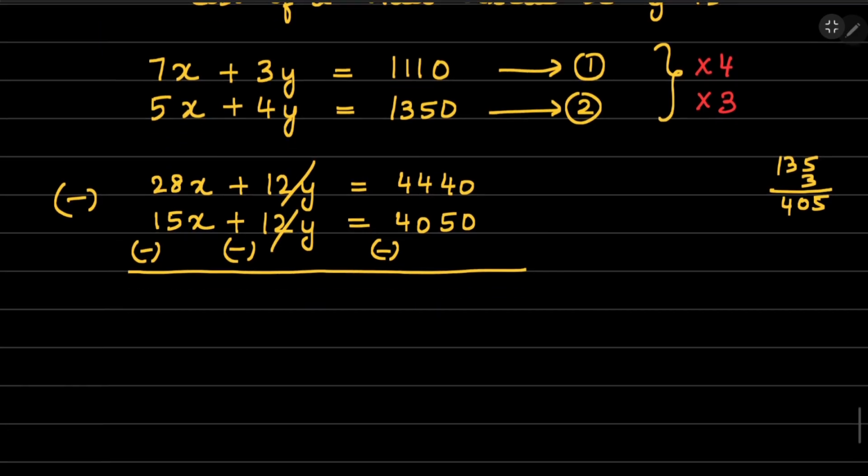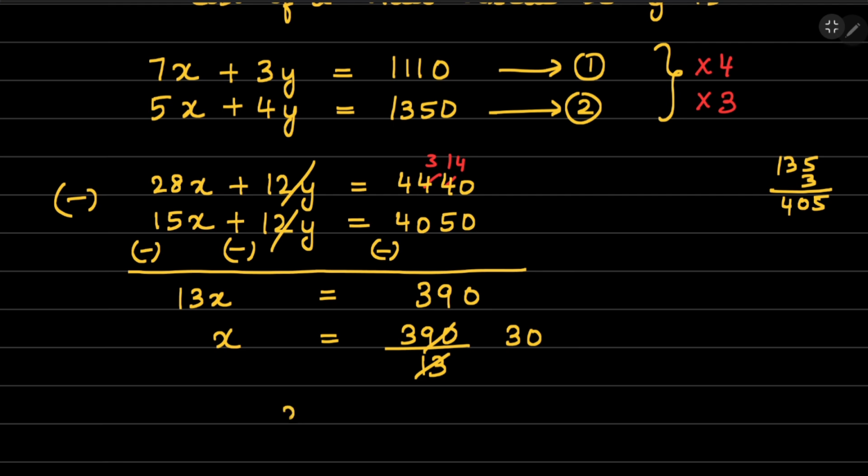So what is 28 minus 15? It is 13x is equal to 4440 minus 4050, which is 390. So x is equal to 390 divided by 13. 13 3s are 39. So x is equal to rupees 30.